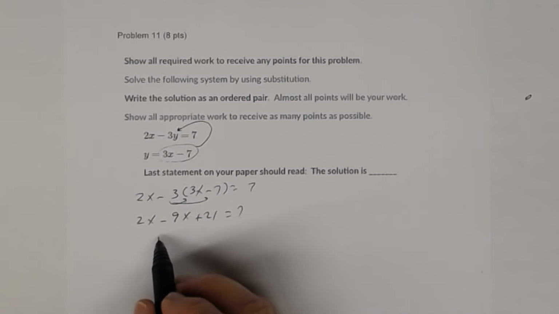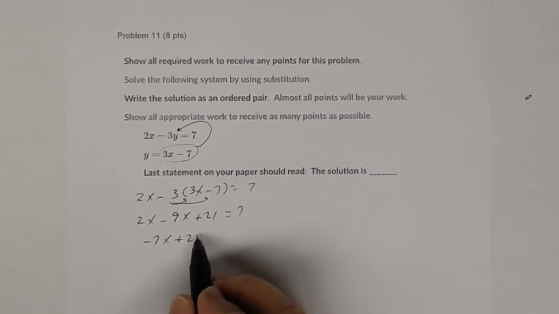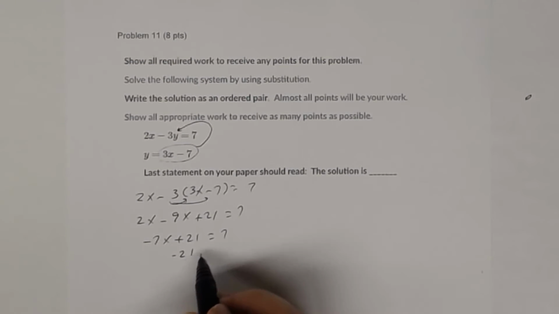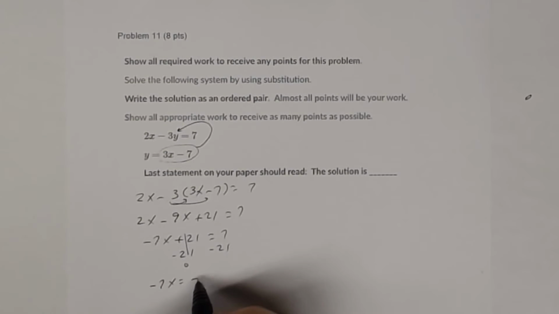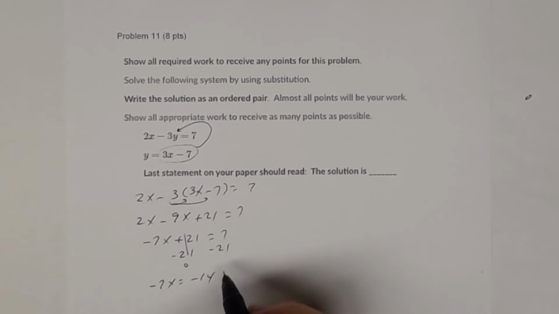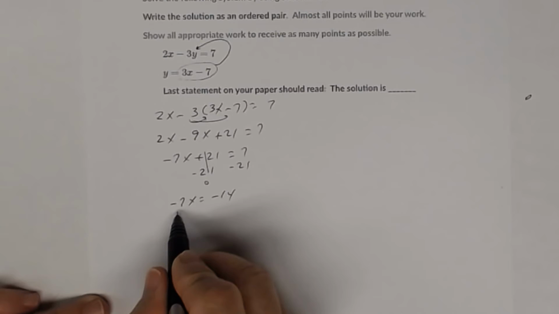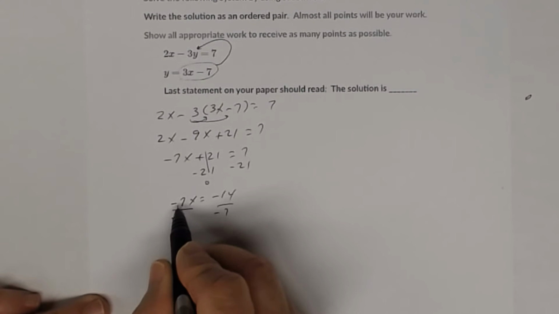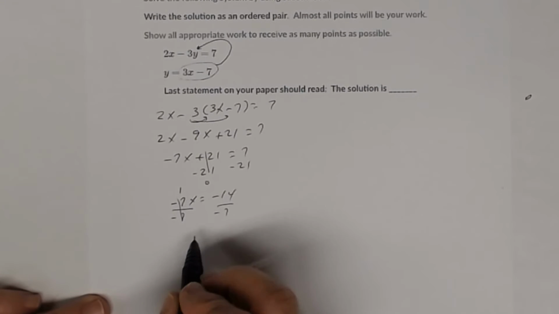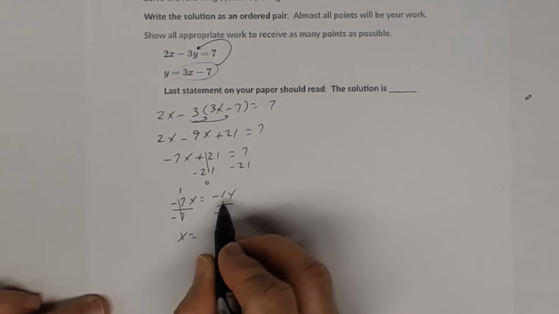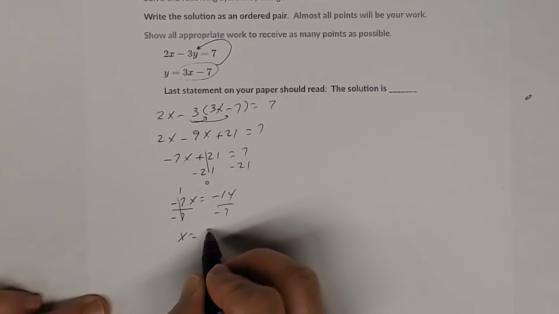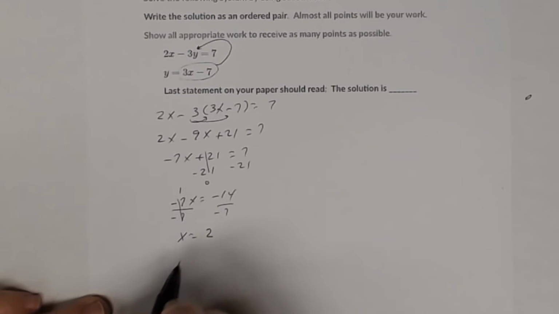Combine like terms, I get negative 7x plus 21 equals 7. Subtracting 21 from both sides, I get negative 7x equals negative 14. Solving for x, I'm going to divide both sides by negative 7. Negative 7 divided by negative 7 is 1. And so you get x to be negative 14 divided by negative 7, which is a positive 2. So I solved for x.